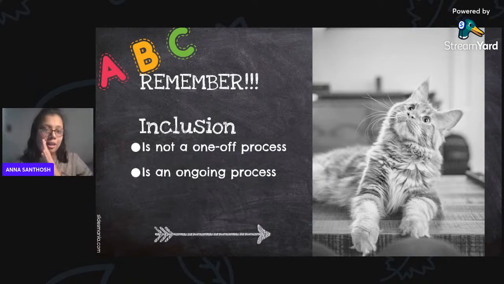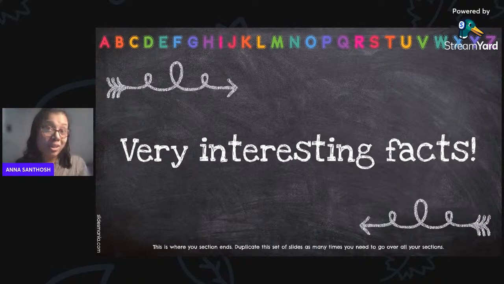That means inclusion is done? No, it is an ongoing process. There can be changes, there can be modification, there can be readjusting, reconsidering. These are all part and parcel of inclusive education, because every student is different.